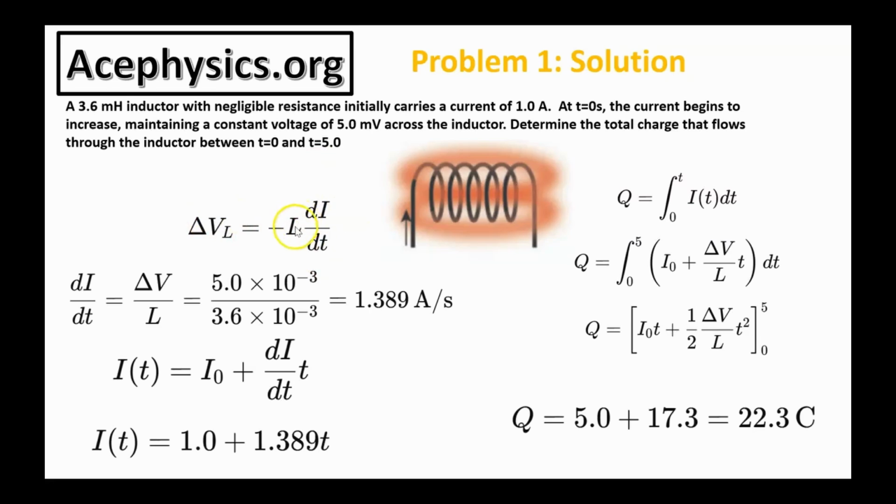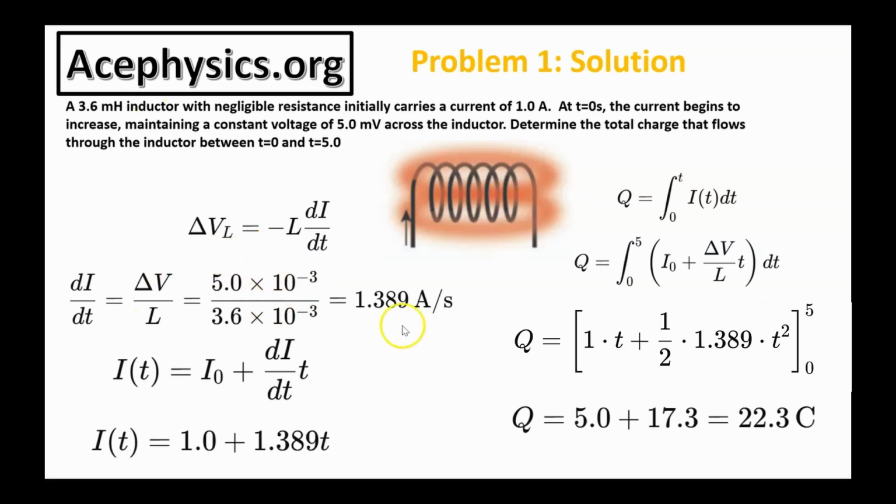The voltage is equal to L, which is the inductance, related to the geometry, times the rate of change of current. I can solve this equation to get the magnitude of the rate of change of current by dividing both sides by L. That tells you that di/dt is equal to the voltage across the inductor divided by the inductance. The voltage across the inductor and the inductance were both given in the problem, and therefore the current is changing at a constant rate of 1.389 amps per second.